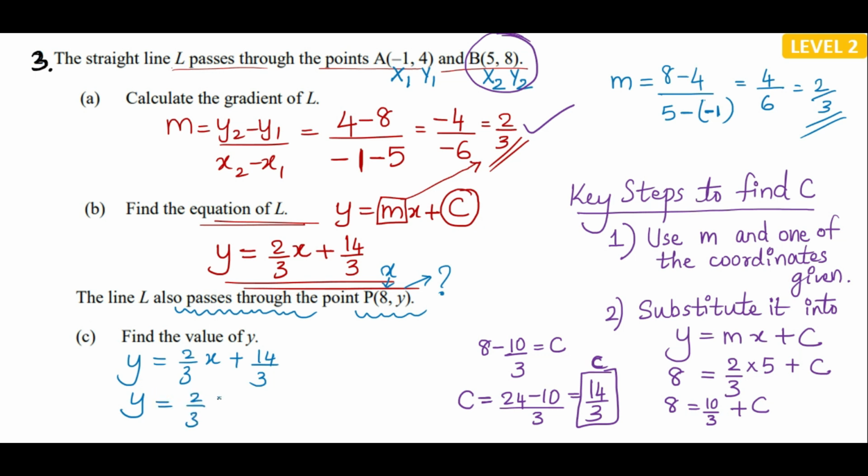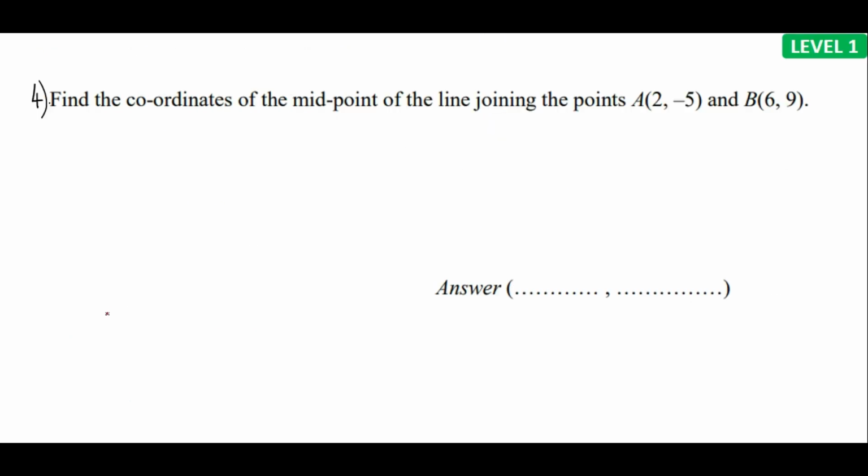So 2 by 3 times 8 plus 14 over 3, giving me 16 over 3 plus 14 over 3, which is 30 over 3. So you have the answer for y as 30 divided by 3, giving me a 10. This is your answer. Question 4.